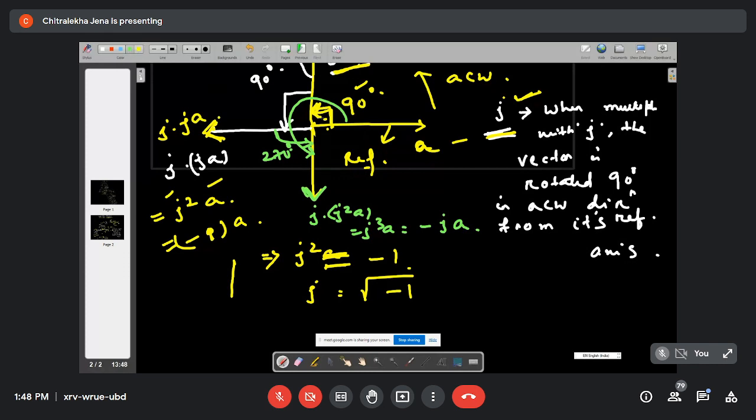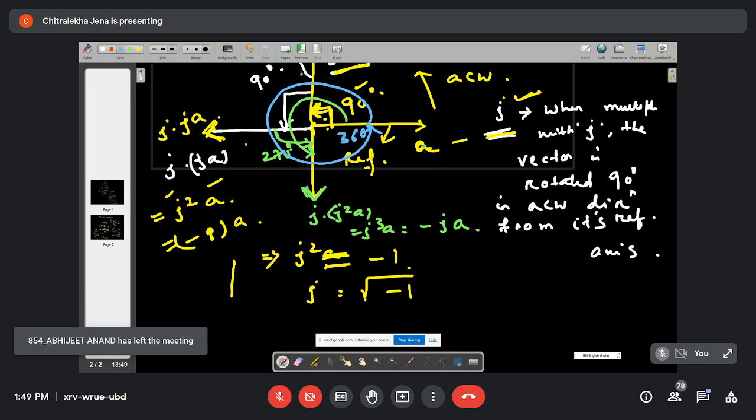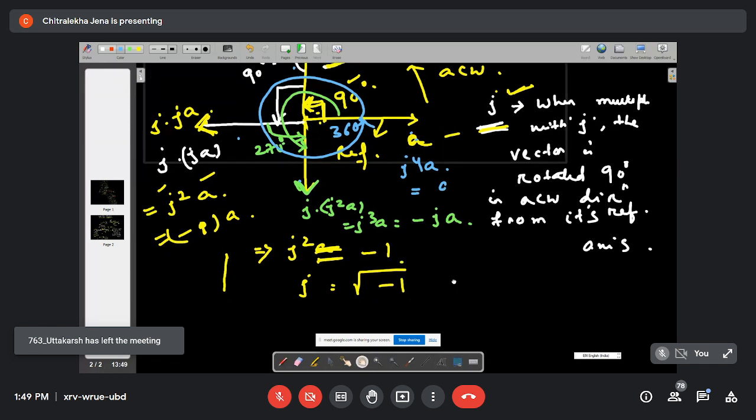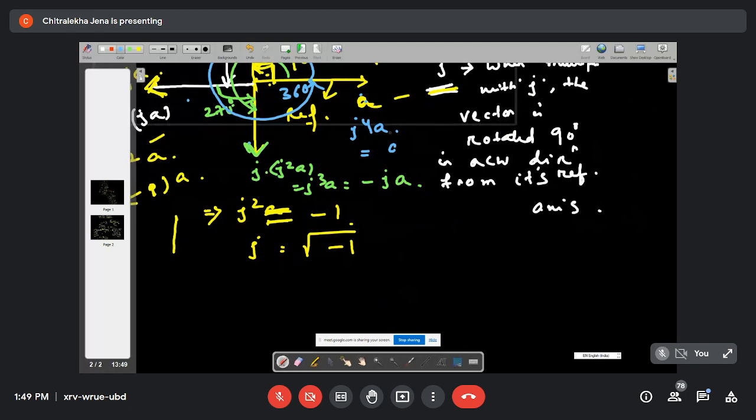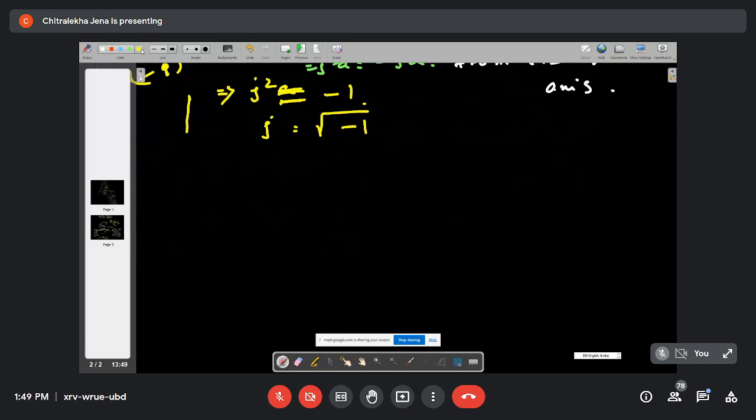Now, how much will it be if I have rotated up to 360 degrees? What will be this one? How many times do I multiply? j into j into j into j, j to the power 4 A. j to the power 4 A is equal to how much? Equal to A. Got it?